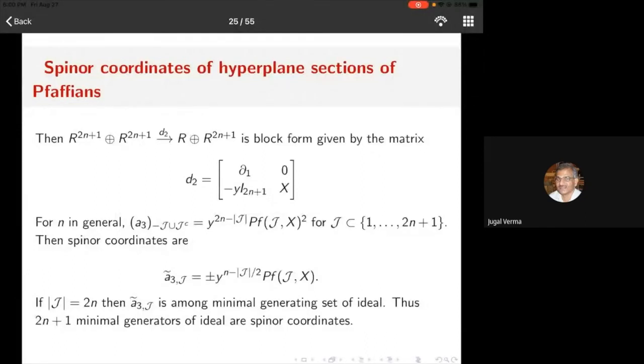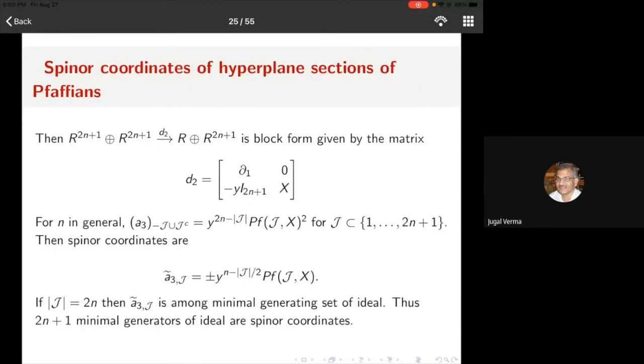Note that if we take n to be 2, then the grade 3 Gorenstein ideal is of the form 1, 5, 5, 1. And the hyperplane section of Pfaffians gives 1, 6, 10, 6, 1. And the only known examples of 6-generator grade 4 Gorenstein ideals are the hyperplane sections of Pfaffians. So we know the Spinor coordinates for all the known grade 4 Gorenstein ideals.